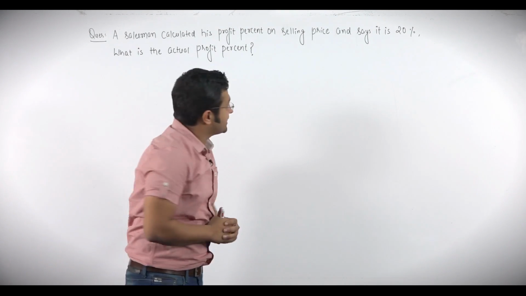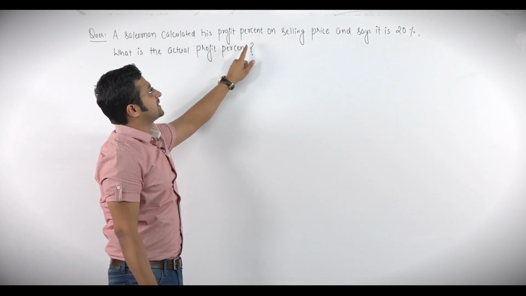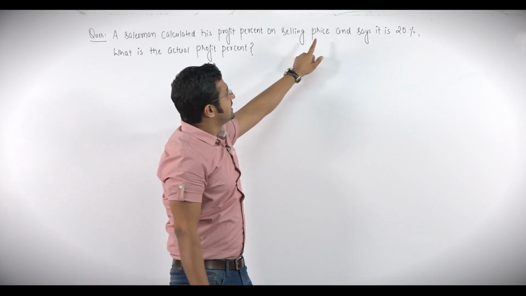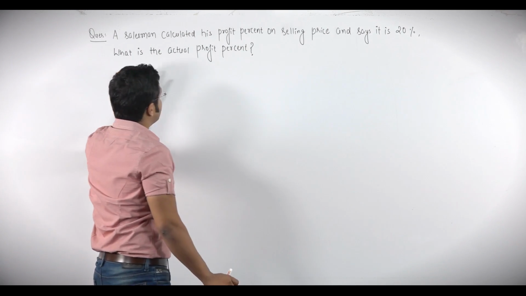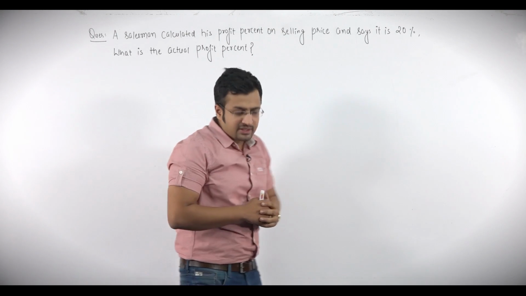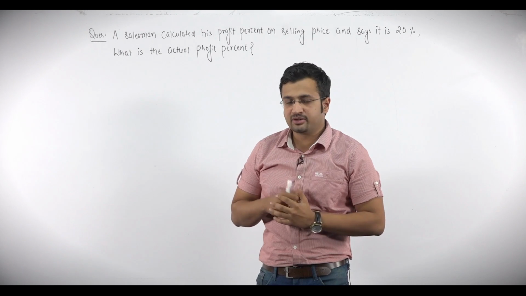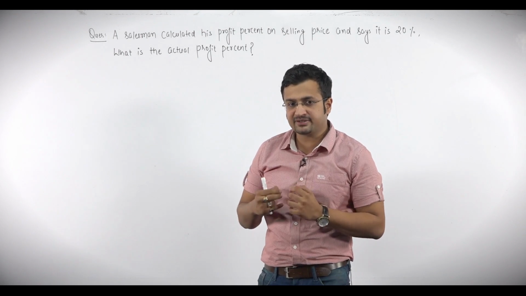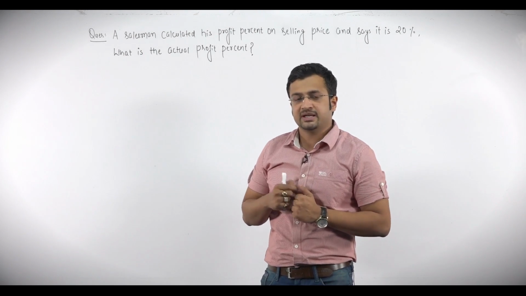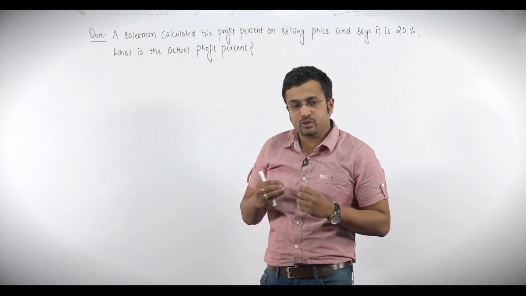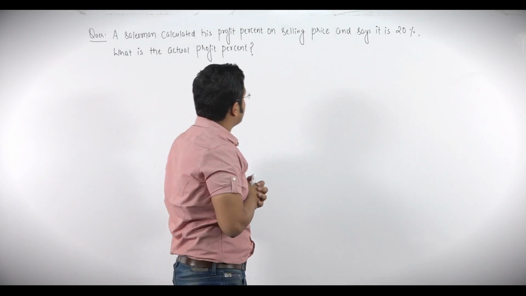The question is, by mistake a salesman calculated his profit percent on selling price and says it is 20%. What is the actual profit percent? Now, as you know, profit percent is usually calculated on cost price, but this person by mistake calculated the profit percent on selling price and says it is 20%. 20% of what? 20% of selling price. Now, what is the actual profit percent?